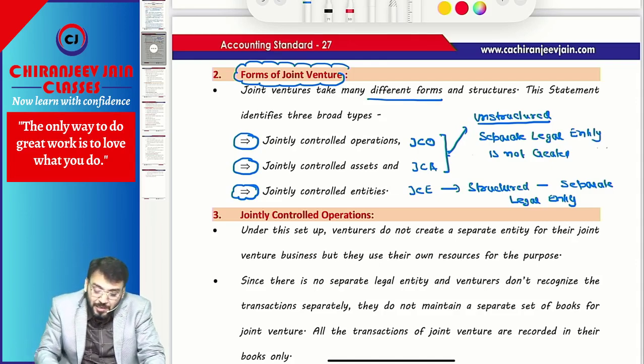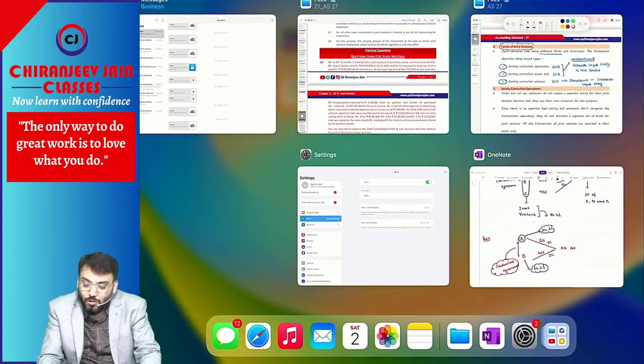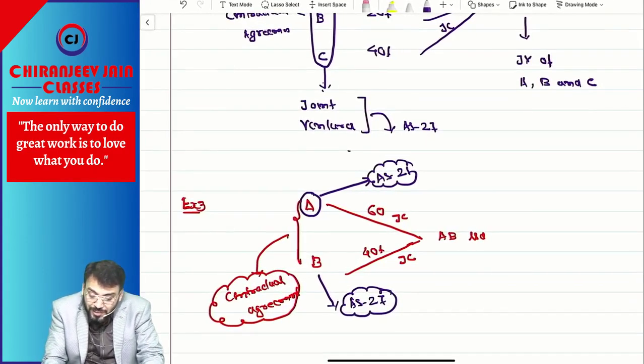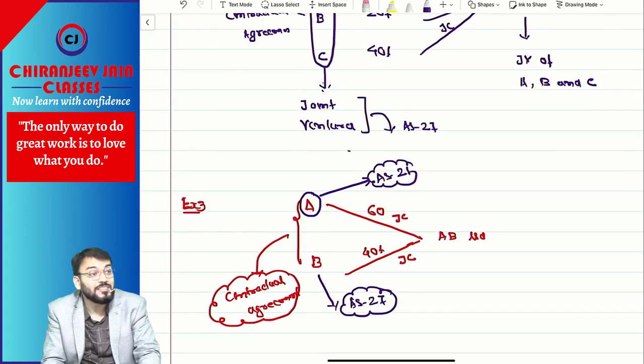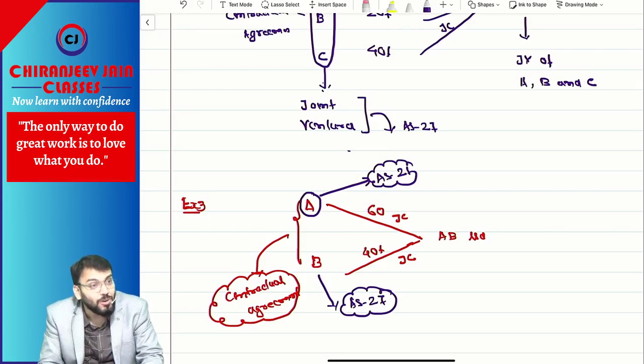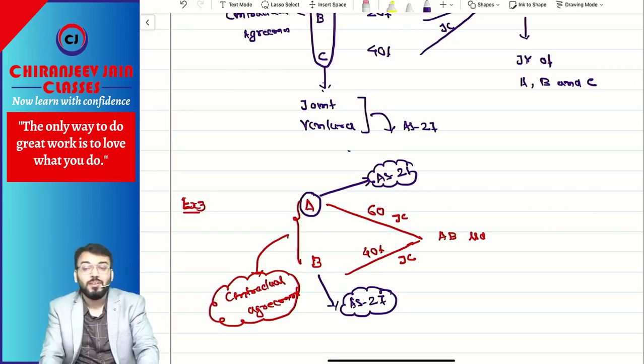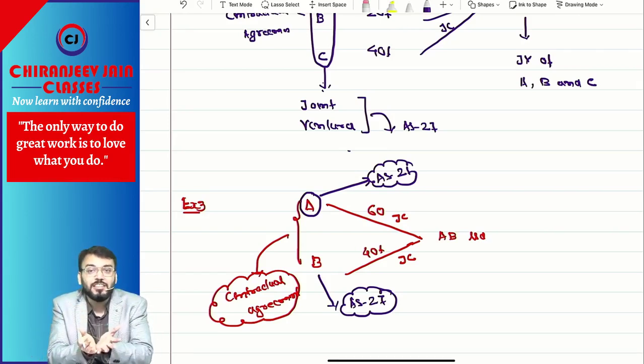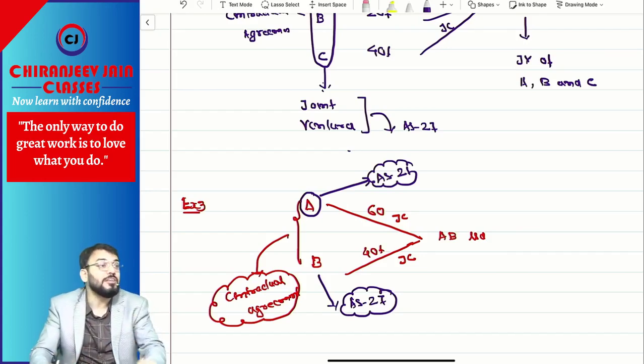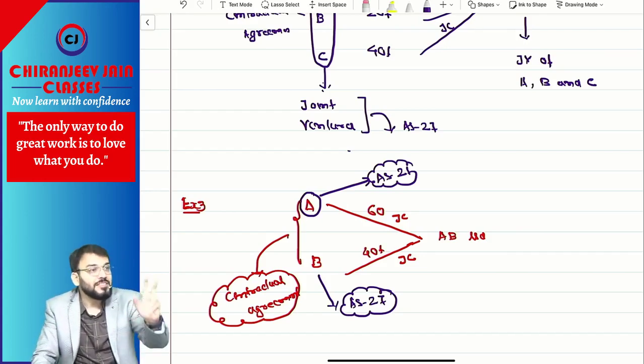Whatever examples I have given right now, these all examples are for what? Jointly controlled entity. Because I said AB Limited, so a company was formed, a partnership firm was formed. It means it is a separate legal entity. It means it is a jointly controlled entity. So whenever a separate legal entity is not created, then what will be the accounting treatment that we need to understand? I hope you have understood.